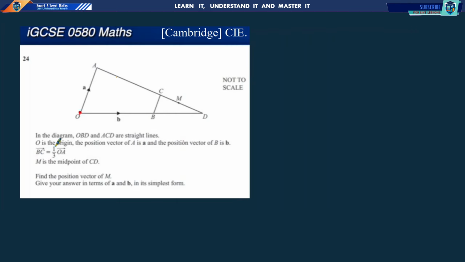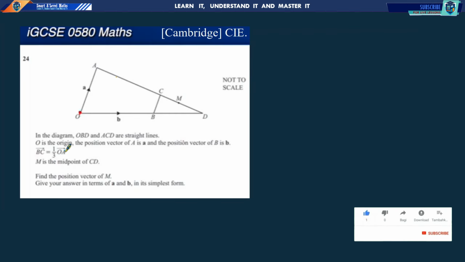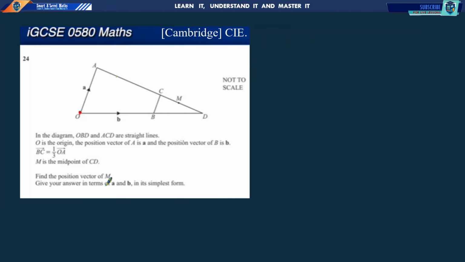Vector BC equals 1/3 of vector A, and M is the midpoint of CD. Find the position vector of M. Give your answer in terms of vectors A and B in its simplest form.